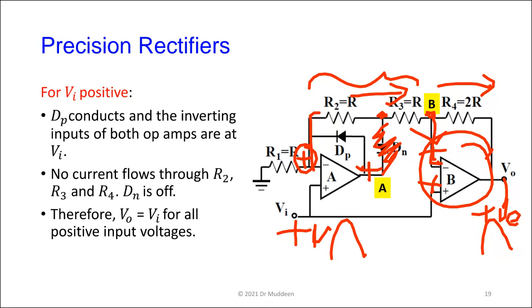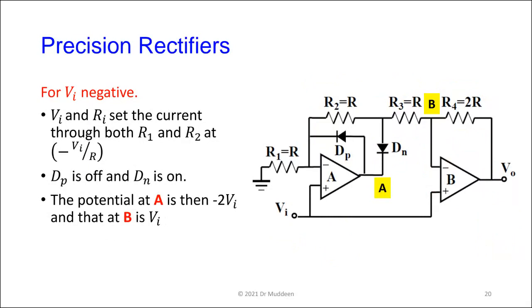Well, let's see what happens with V in going negative now. This one is a little trickier. If V in goes negative, this is going negative, here is negative. If that goes negative now, the voltage at A goes negative and DP turns off. DP turns off and DN turns on.